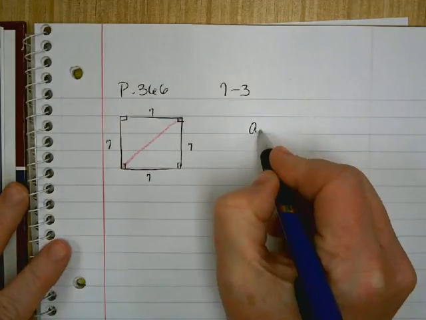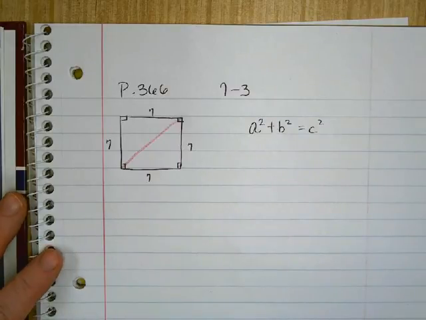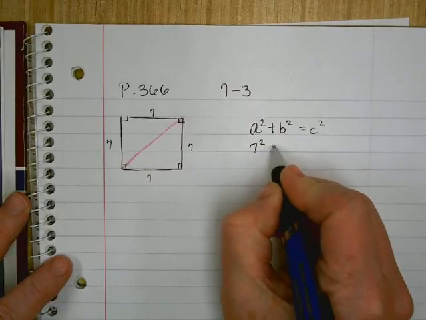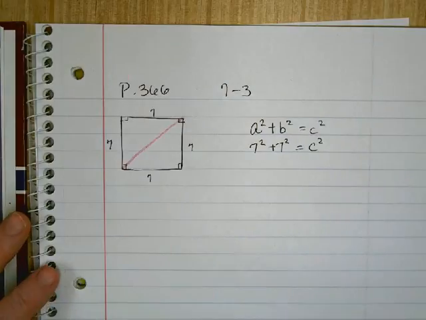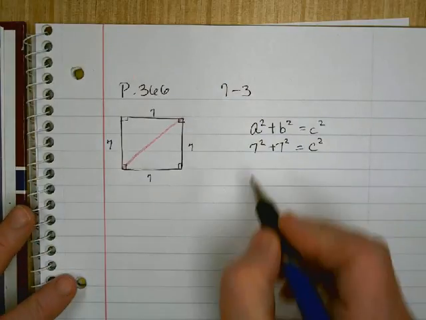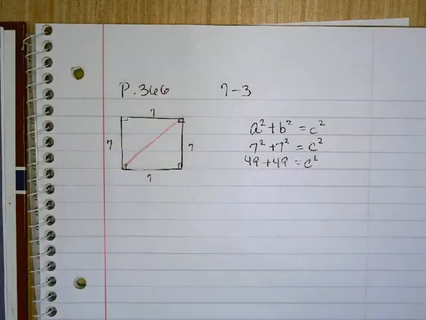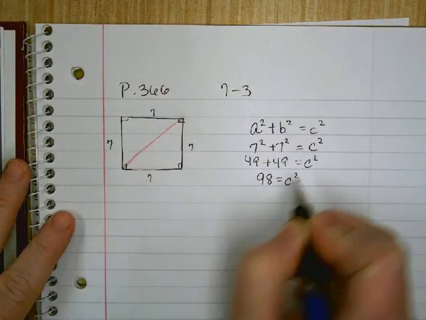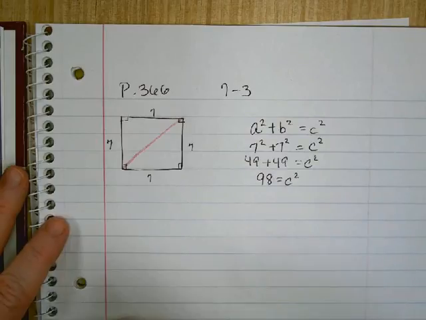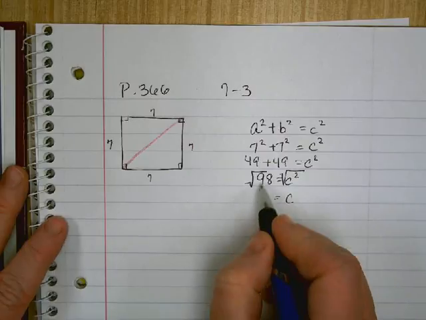Okay, a squared plus b squared equals c squared. What are a and b? 7 squared plus 7 squared is c squared. 49 plus 49 is c squared. So add them together and get 98 is c squared. Then you need to take the square root of each side. So c is equal to the square root of 98.